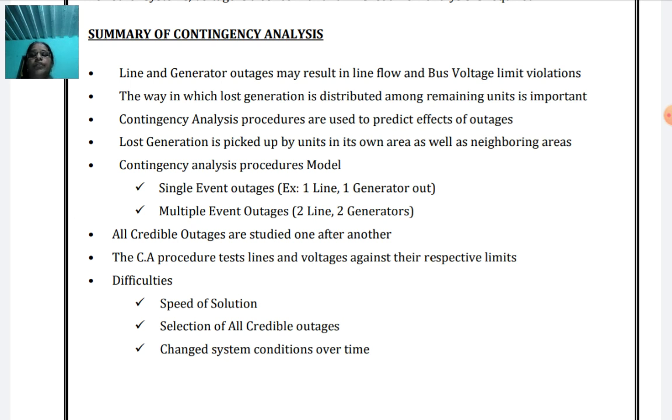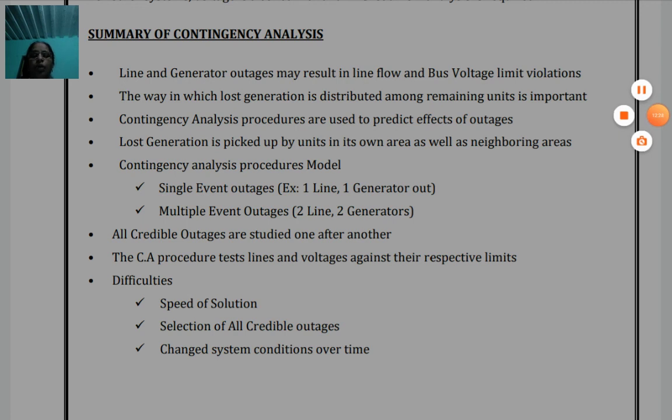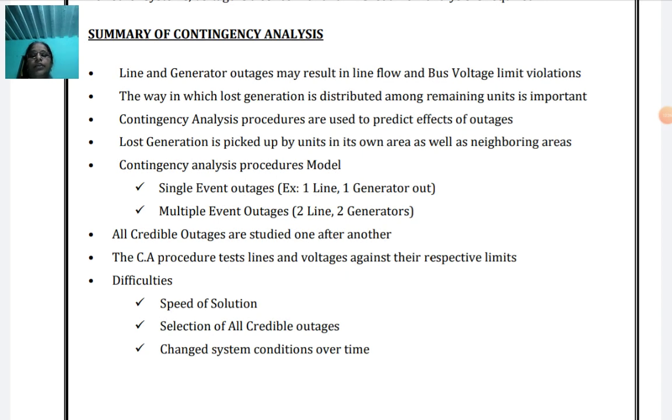Then what are the difficulties we face in contingency analysis? First is speed of solution. Because thousands of outages can happen in the power system, the solution time becomes long and speed is reduced. So we face this problem in contingency analysis. The second is the selection of all credible outages. We have to consider all the outages of generators and lines and check them one by one.